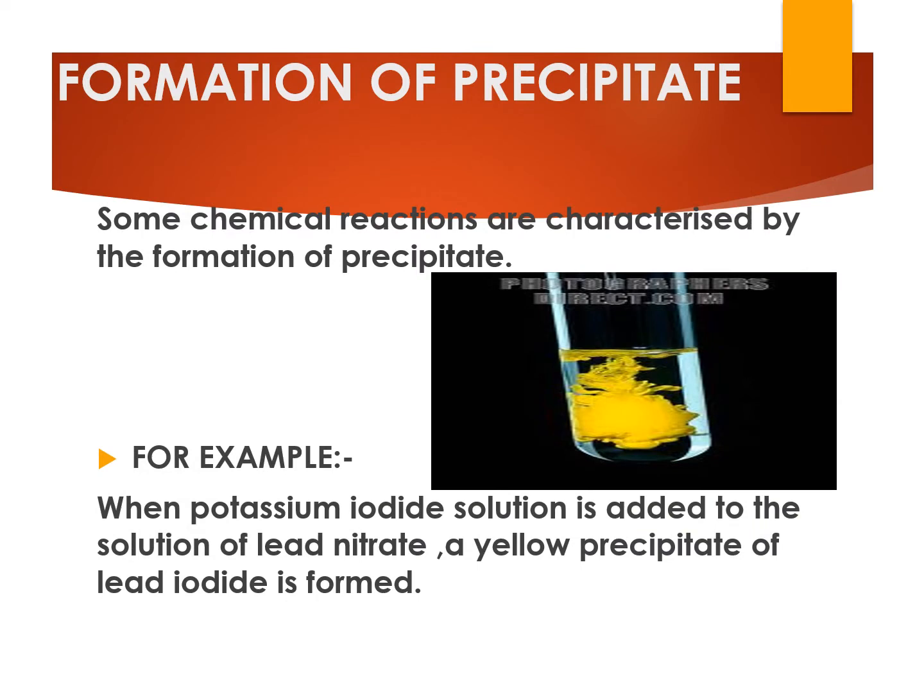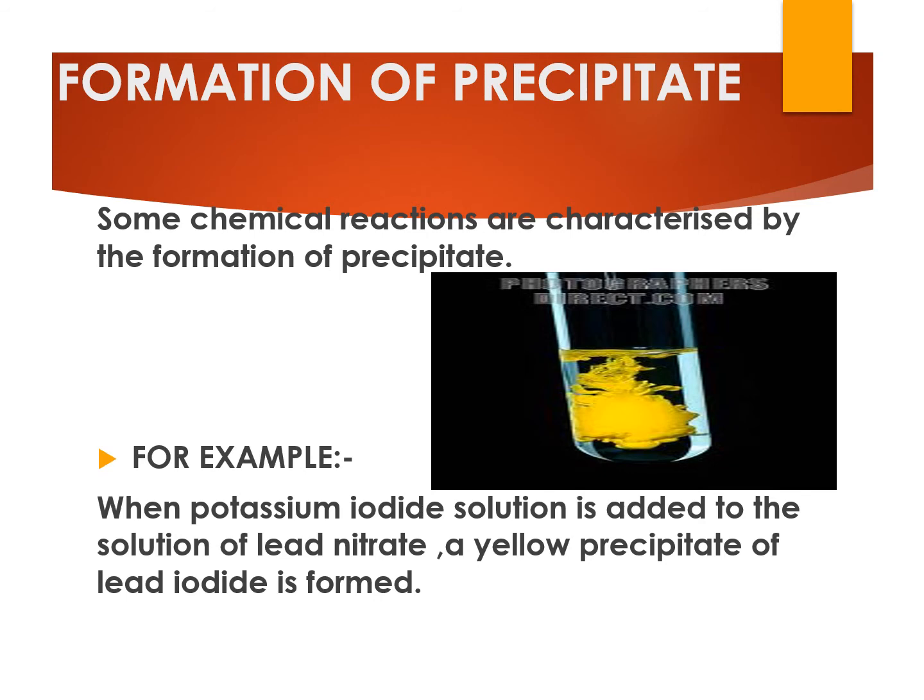The third characteristic of a chemical reaction is formation of precipitate. Now, what is a precipitate? A precipitate is an insoluble substance that is formed when a chemical reaction takes place. So, any insoluble material which is formed as a result of a chemical reaction is known as a precipitate. Such reactions in which precipitates are formed are also called precipitation reactions.